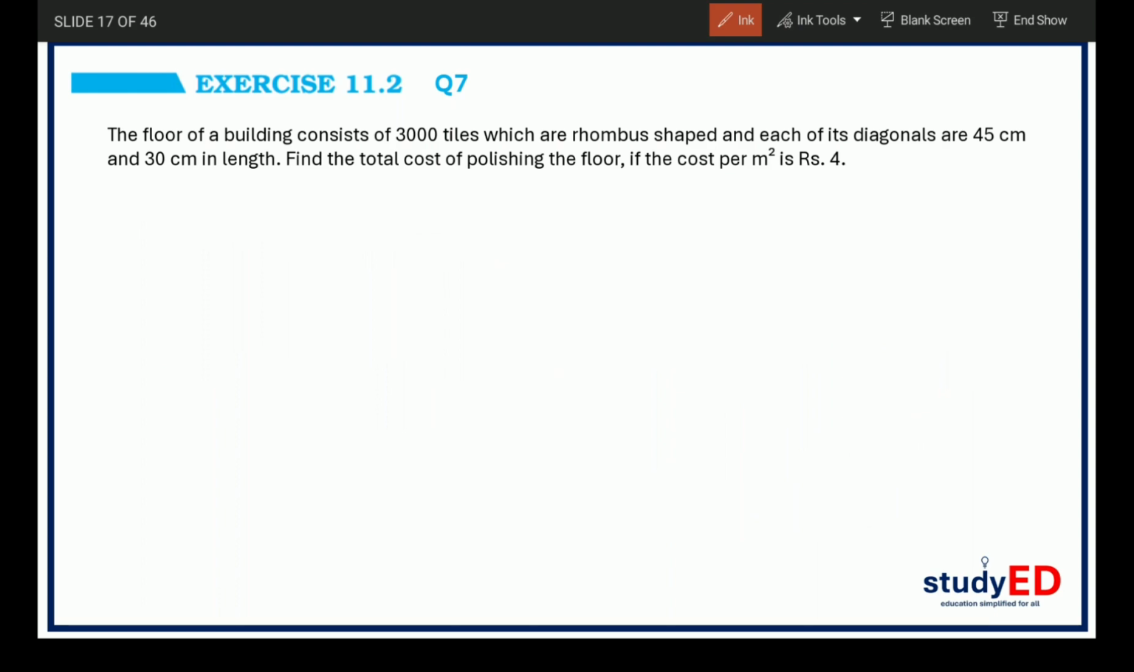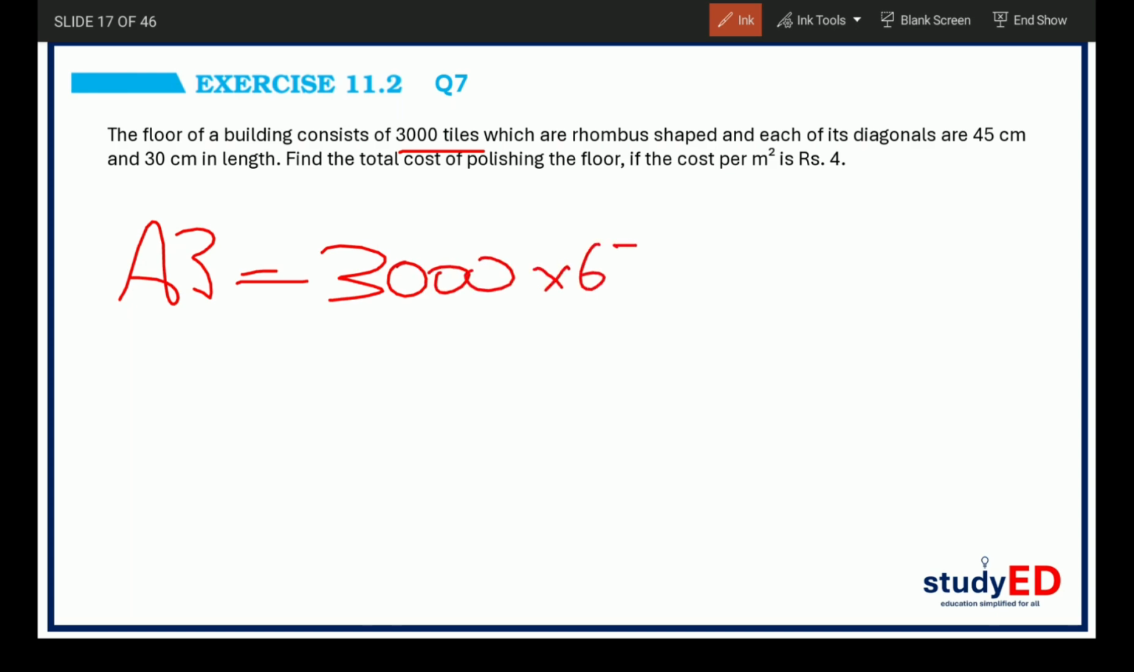So now we've got that the area of one tile is going to be 675 centimeters square. Now the area covered by 3000 tiles. Area covered by 3000 tiles is nothing but 3000 into 675 itself. If we multiply it, we then get 2025, 675 into 3 and another 3 zeros. So 2025000 centimeters square is going to be the area of 3000 tiles.